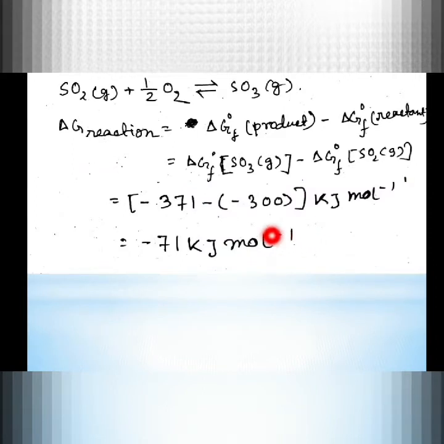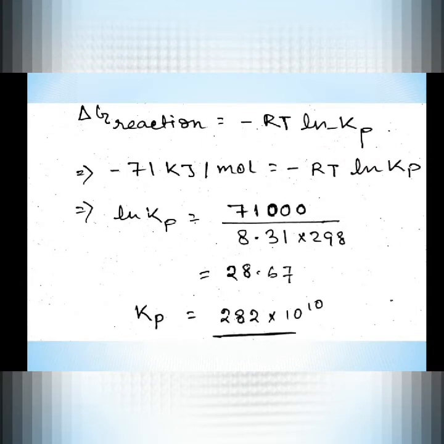Putting in minus 371 minus of minus 300 kilojoule per mole, you get ΔG reaction equal to minus 71 kilojoule per mole. Now we know another equation: ΔG reaction is equal to minus RT ln Kp. So putting the value of ΔG reaction, minus 71 kilojoule per mole is equal to minus RT ln Kp, and we have to calculate the value of Kp.